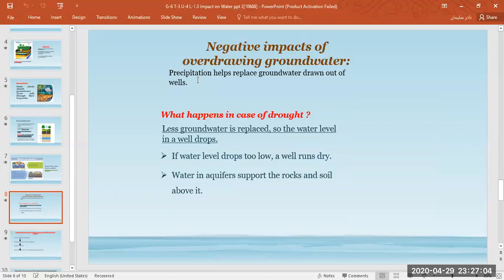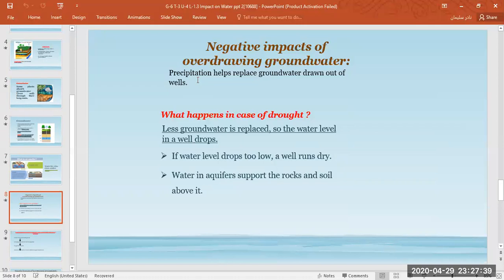But what happens in case of drought, in case of less rainfall? Less groundwater will be replaced, right? Because the amount of groundwater depends on precipitation. So if we have less rainfall, less precipitation, less groundwater is replaced and the water level in the well drops. And if the level drops too low, a well runs dry.